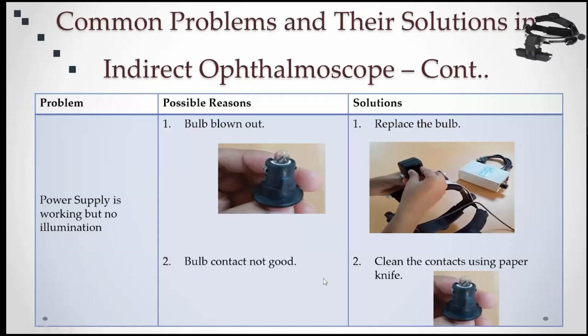And sometimes the carbonization deposits on the contacts may hinder the power supply to the bulb. So we have to scratch these two contacts using a paper knife, then it will start working again.